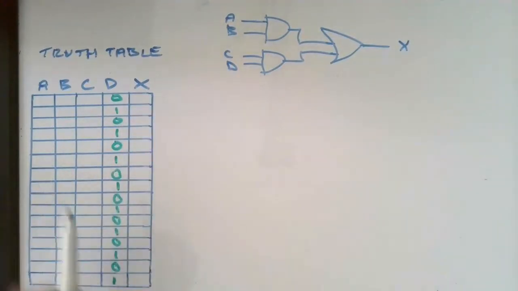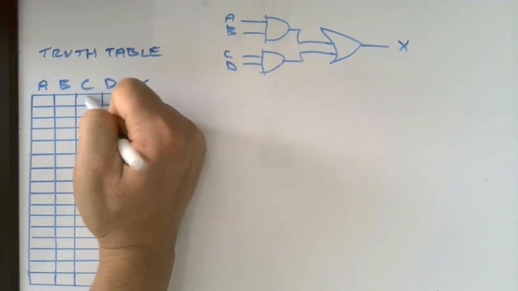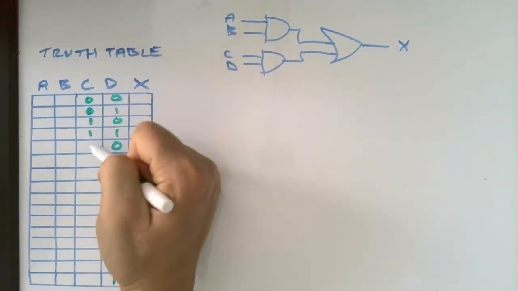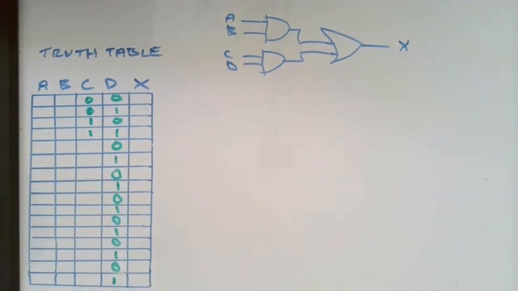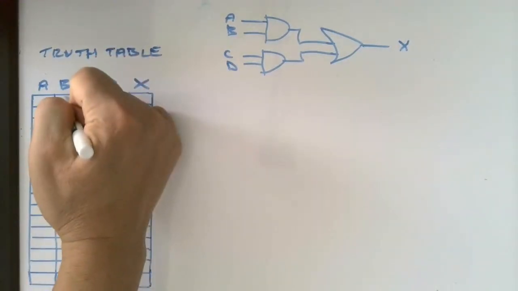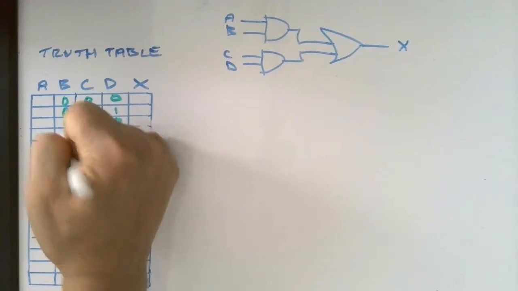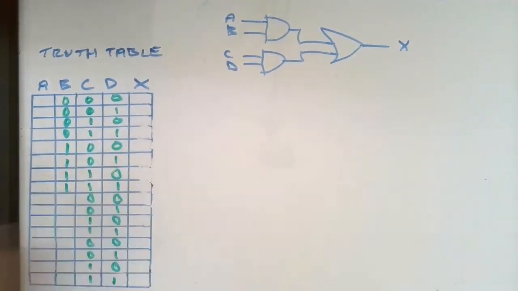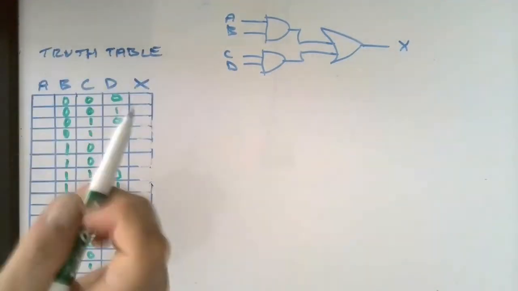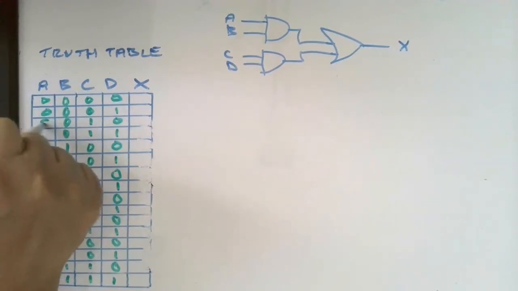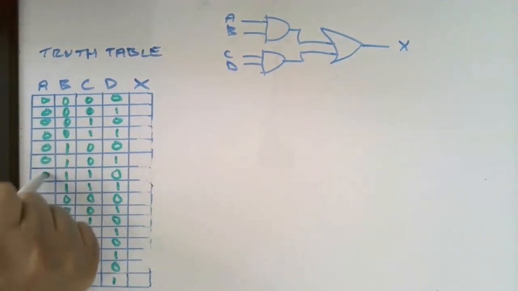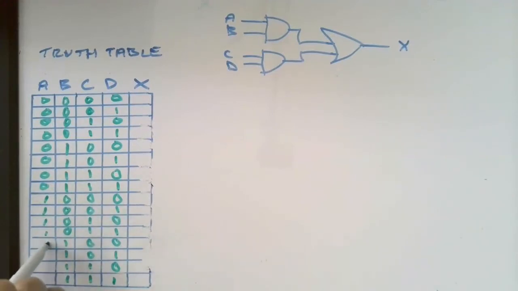So then for the C term, we can start with 0, 0, 1, 1, and alternate now every other set of 2. We can fill that in. And then for the B column, we're going to go in sets of 4. So we're going to go 0, 0, 0, 0, 1, 1, 1, 1, and so on. And finally, for the A column, we're going to do it in 8s, basically. Eight 0s, then eight 1s. So that's just a quick way to fill in the truth table. Now I've got to go clean it up.